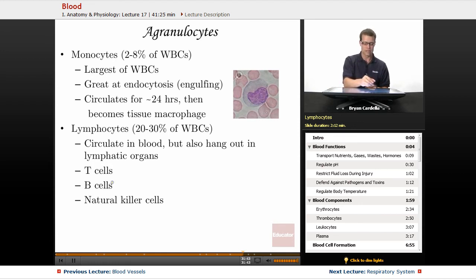B cells are a little bit different. They have to do with the manufacturing of antibodies based on things that you're exposed to, based on certain viruses, certain bacteria that you're exposed to. And I remember that because antibody goes with B cell.